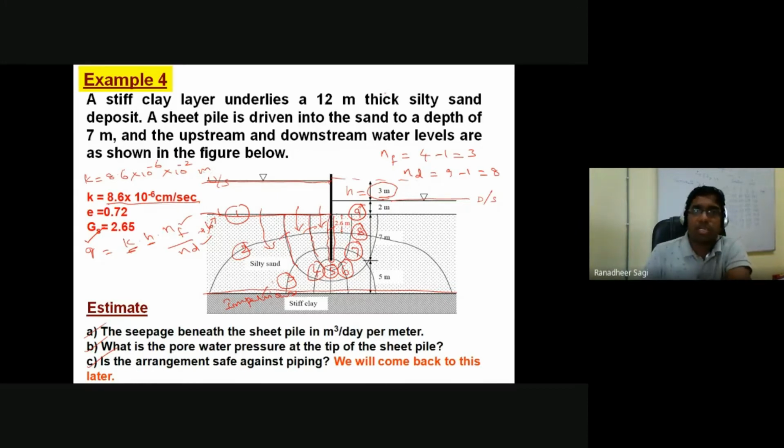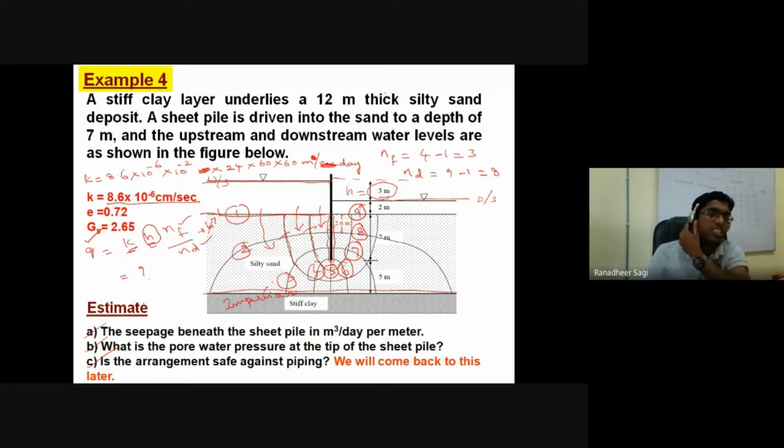But what I require is not just per second; I want it per day. So per day, 24 hours, per hour, 60 minutes, per minute, 60 seconds. So this is going to be my K value, oh sorry, it's not meters per second, it's rather meters per day. So K is calculated, H is 3 meters, the total head difference, and NF and ND are known. Please do substitute so that you get the seepage below the sheet pile in meter cube volume per day per meter length of the sheet pile.